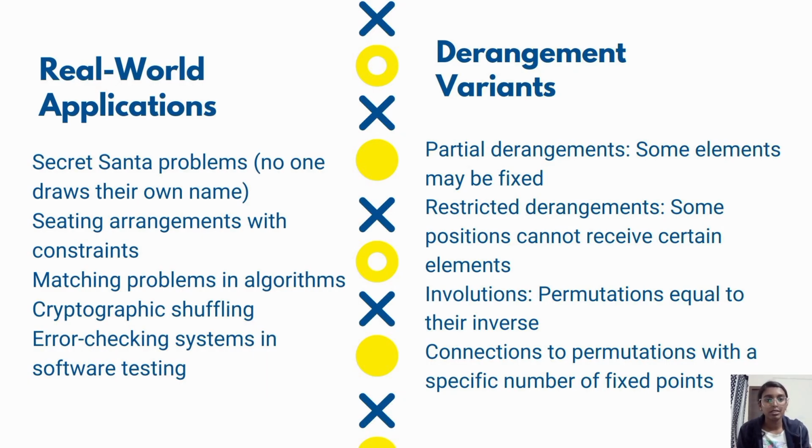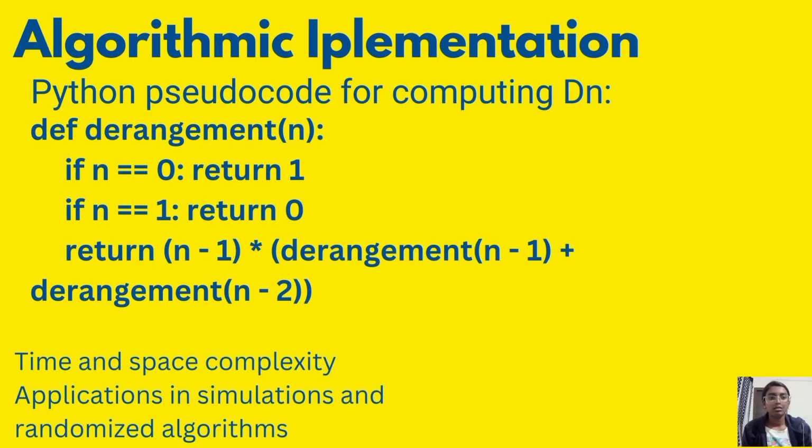Derangement variants. Partial derangements: some elements may be fixed. Restricted derangements: some positions cannot receive certain elements. Involution: permutations equal to their inverse. Connection to permutations with a specific number of fixed points.